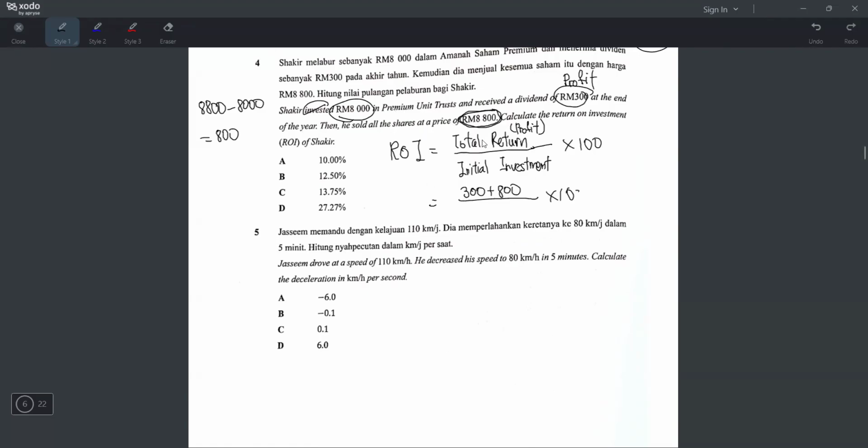And then you divide with the initial investment, which is 8,000. Initial investment means the starting amount. Okay, the starting amount. And then you times 100, then you get the answer, right? So now you just press the calculator, right? So let's press 1100 divided by 8,000 times 100. Okay, my calculator gives me 13.75, and the answer will be automatically in percentage already, because when you take a fraction times 100, you will automatically get percent. So that's the answer. The answer is C.